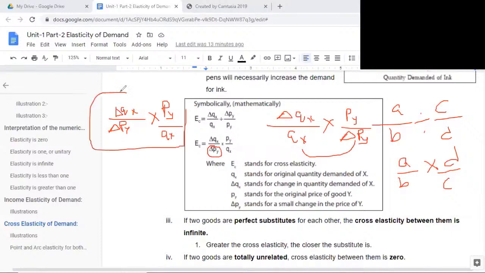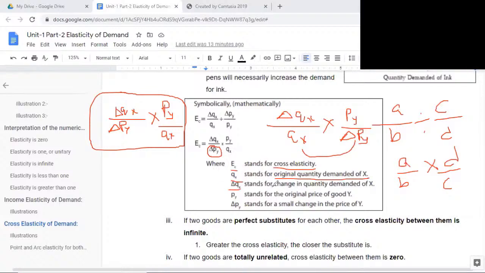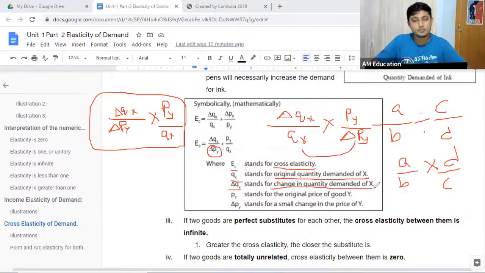Yes, sir. Understood. EC stands for cross elasticity. QX stands for original quantity demanded of X. Delta QX stands for change in the quantity demanded of X. P of Y stands for original price of good Y, and delta P of Y stands for the change in the price of Y. Clear?